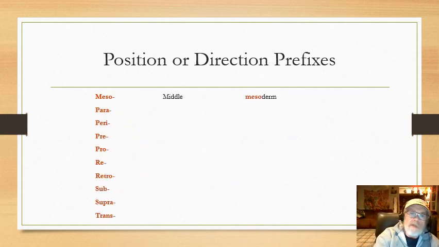And the list goes on. Meso means middle. Mesoamerica, you know, Central America, sometimes called Mesoamerica. We have mesoderm, which is a level of embryonic tissue called the mesoderm. But meso just means middle, remember that.